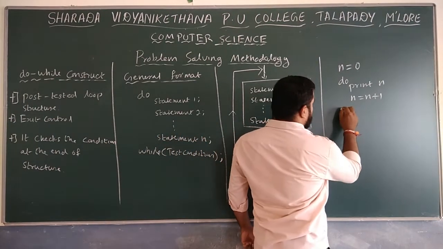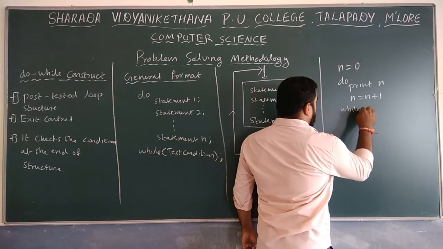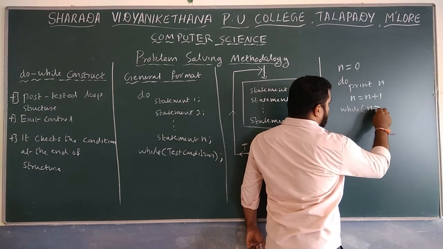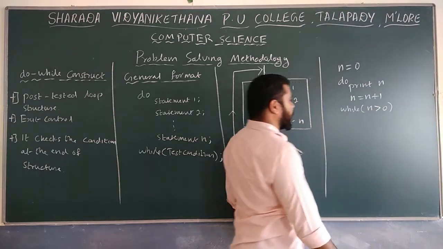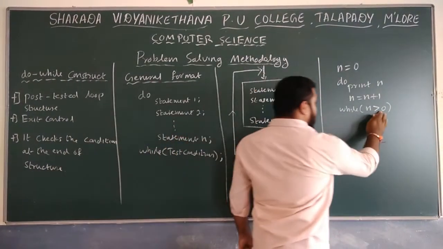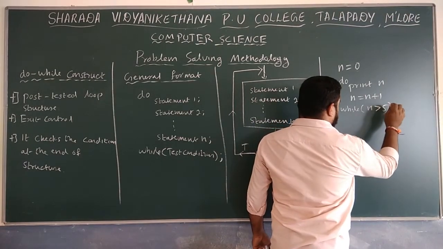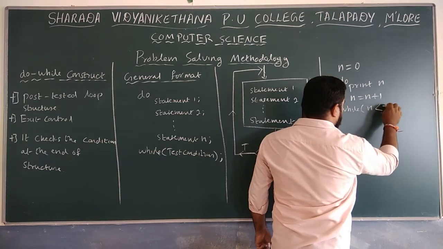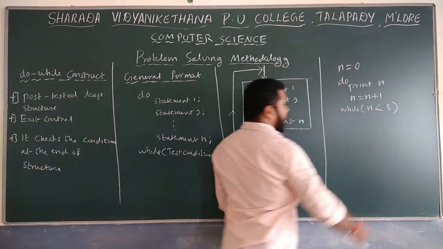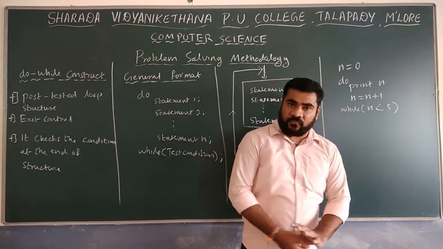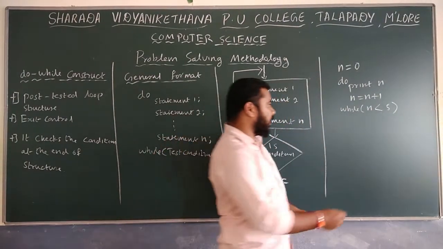Next we are going to check the condition. While n should be greater than 0, no, we'll change that one: n should be less than 5. I'll change the condition. So this is the one example, and then I will use a semicolon.